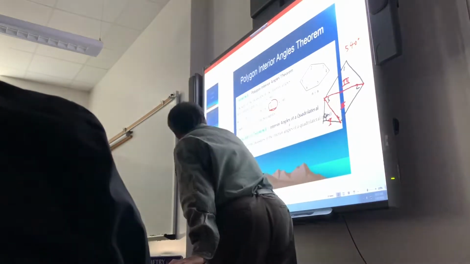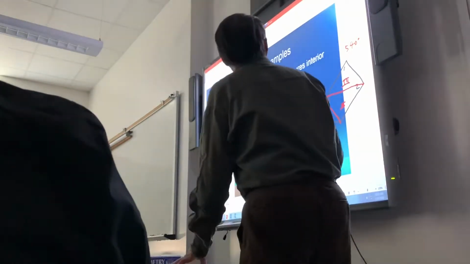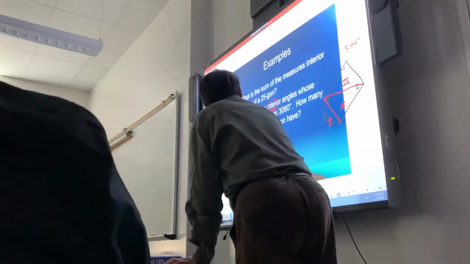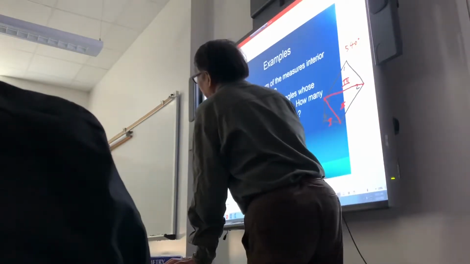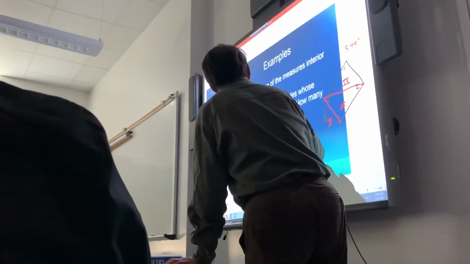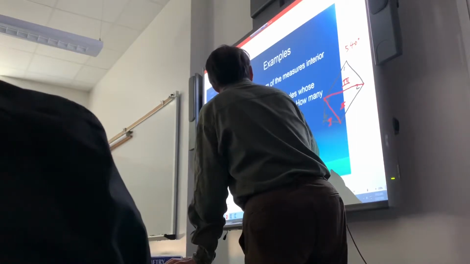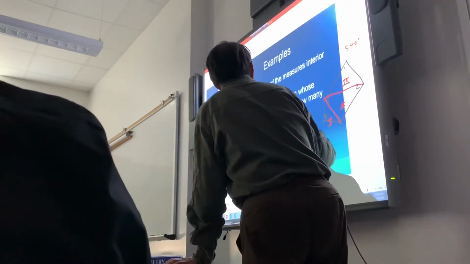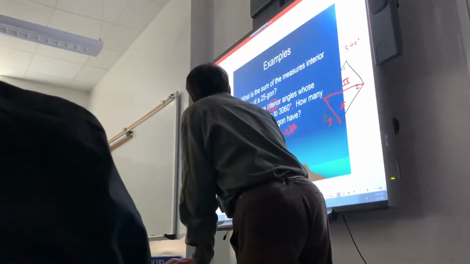Now give it a try. What is the sum of the measures of the interior angles of a 25-gon? So for 25, it is n minus 2 times 180. You can use a calculator to get it.